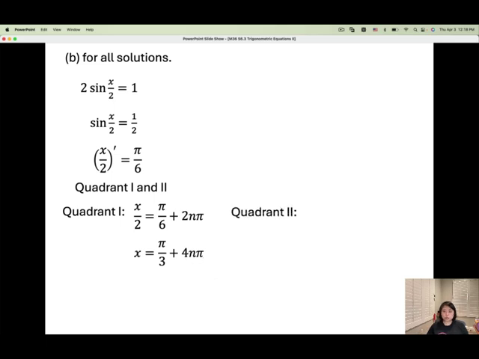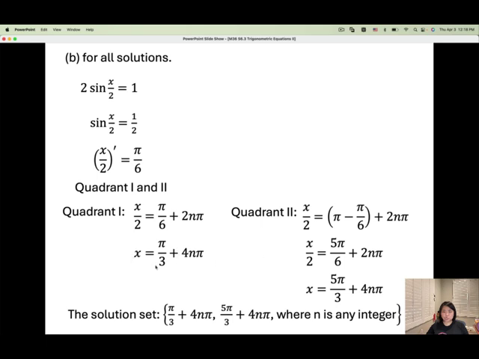Okay, how about quadrant 2? We're going to do the same thing. The angle will be equal to pi minus pi over 6. So this is pi minus the reference angle. And then since we are looking for all solutions, we add 2n pi again. So for this one, get the same denominator, you get 5 pi over 6. And then we multiply the whole equation by 2. So you have the solution set, x equal to pi over 3 plus 4n pi, and 5 pi over 3 plus 4n pi, where n is any integer.